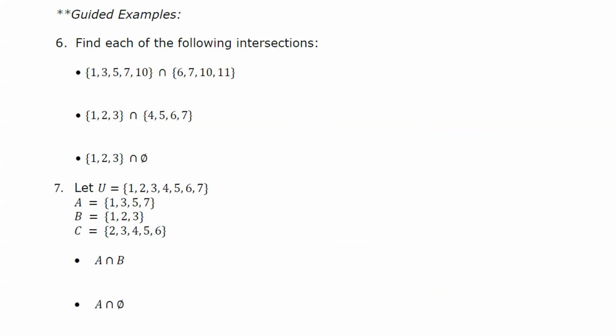All right, let's do some guided examples. For problem number 6, we want to find each of the following intersections. For the first one, the intersection between these two sets would be the elements that they both share. The first set is 1, 3, 5, 7, 10, and the second is 6, 7, 10, 11. So I know they both have 10 and they both have 7. So their intersection would be the set 7, 10.